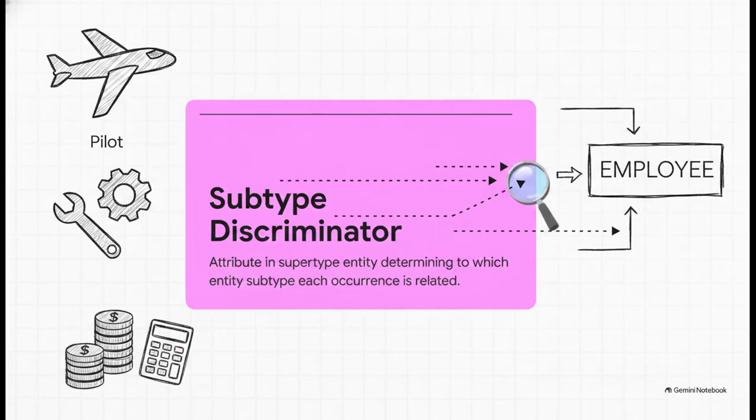So you might be wondering, if we have an employee, how does the database actually know if they are a pilot, a mechanic, or an accountant? Well, it uses something called a subtype discriminator. This is a specific attribute, a column, inside the supertype entity that explicitly determines which entity subtype each occurrence is related to.